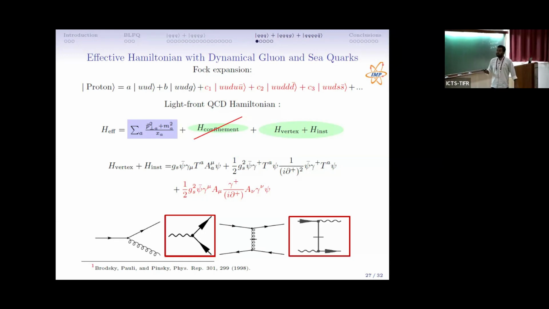QCD interactions. Previously we had just these two interactions, now we have this one too. Because the gluon can split into quark-antiquark pairs, we have this interaction. We also have instantaneous fermion interactions. So we again solve our full Hamiltonian without any confining potential, and obtain our wave functions.